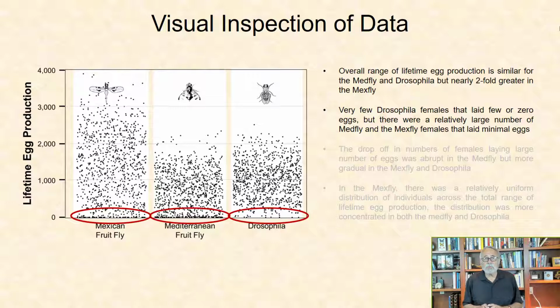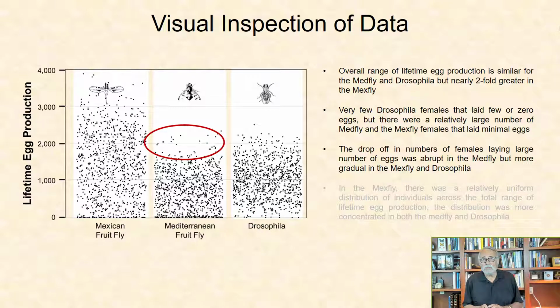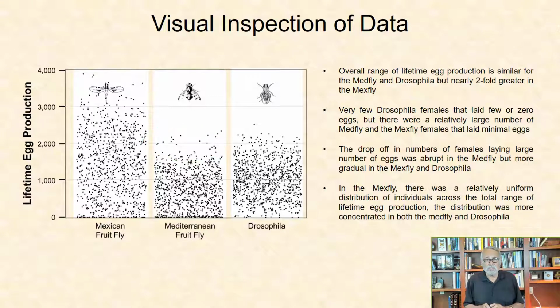With respect to high reproduction, the drop-off in numbers of females laying large numbers of eggs was abrupt in the medfly, but more gradual in the Mex fly and Drosophila. The data shows that whereas in the Mex fly there was a relatively uniform distribution of individuals across the total range of lifetime egg production, the distribution was more concentrated in both the medfly and Drosophila, with drop-offs at both high and low values of lifetime egg production.